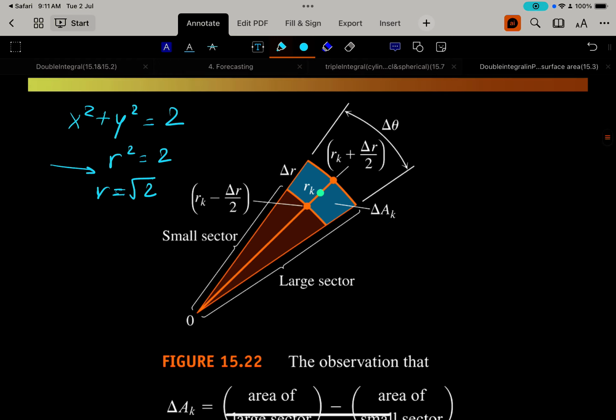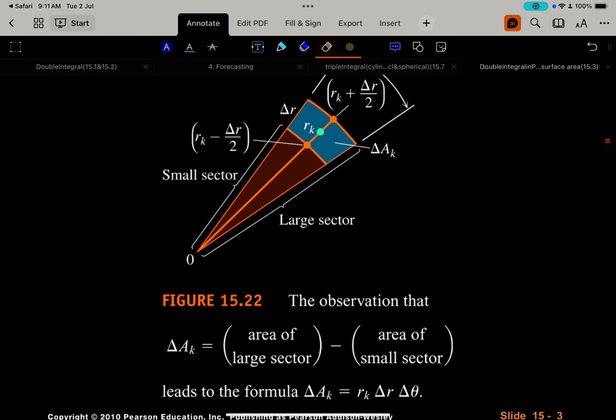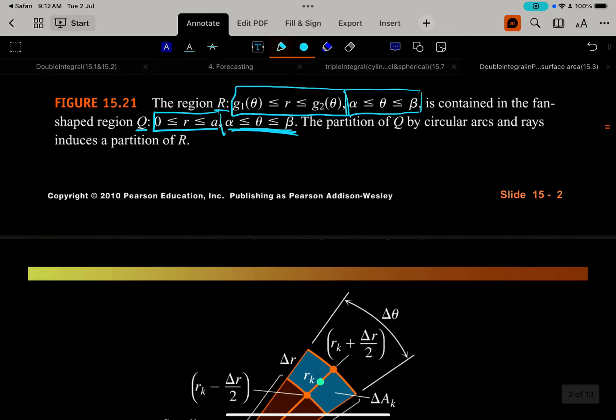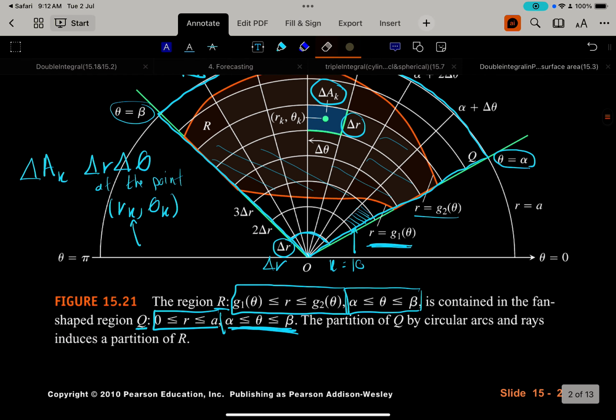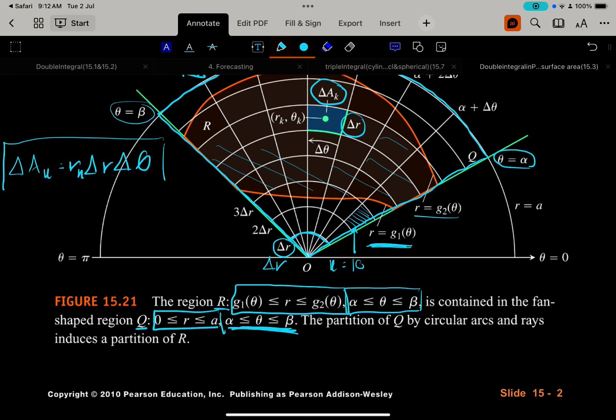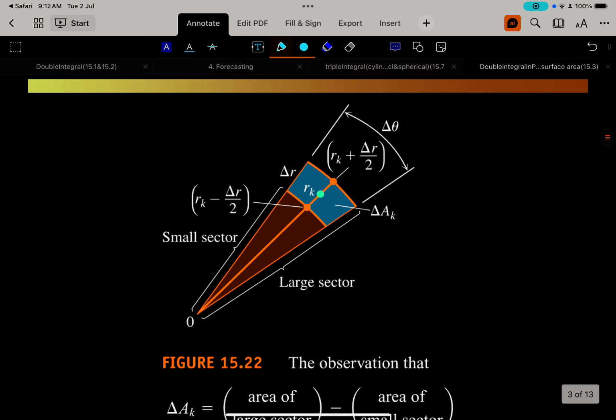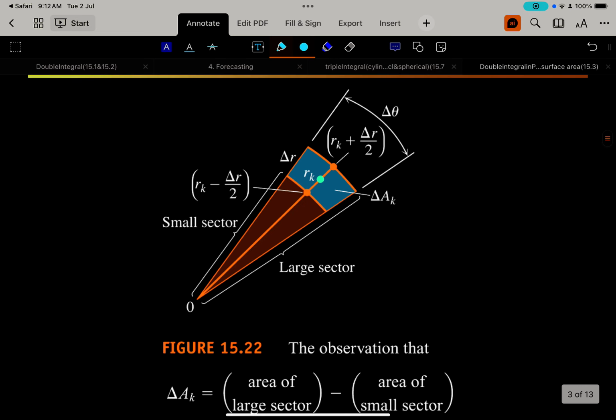And so as you can see here, now this is our way of finding delta A, and actually delta AK should also include RK. So the formula is actually RK times delta R times delta theta, and now I'm gonna explain why exactly.